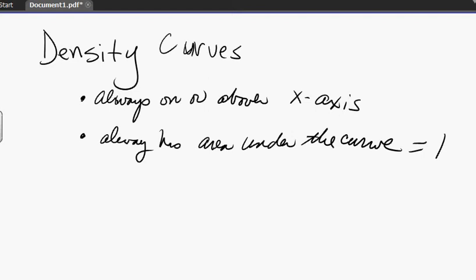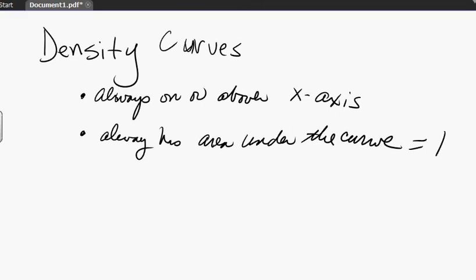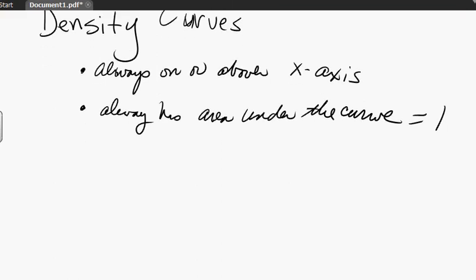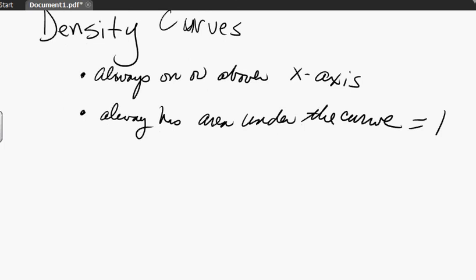So if you've taken calculus, or are currently taking calculus, this shouldn't be something that's kind of hard to figure out. But if you haven't taken calculus, let me explain what I mean.